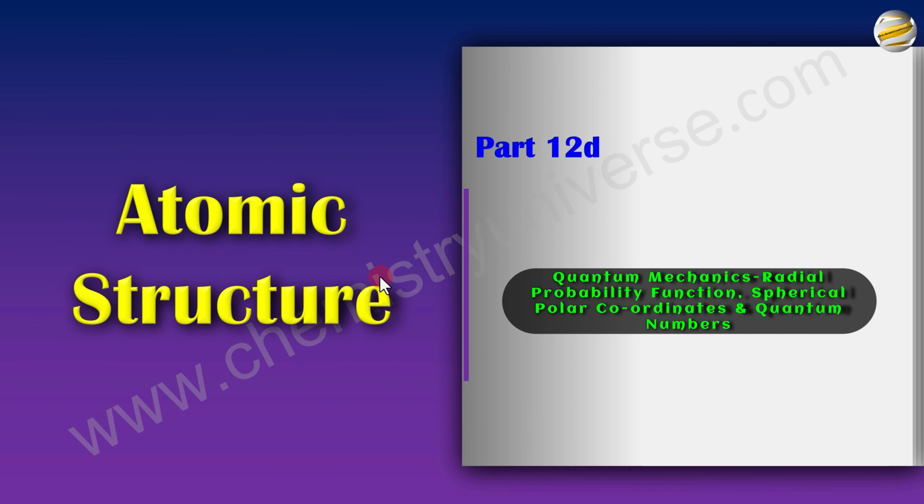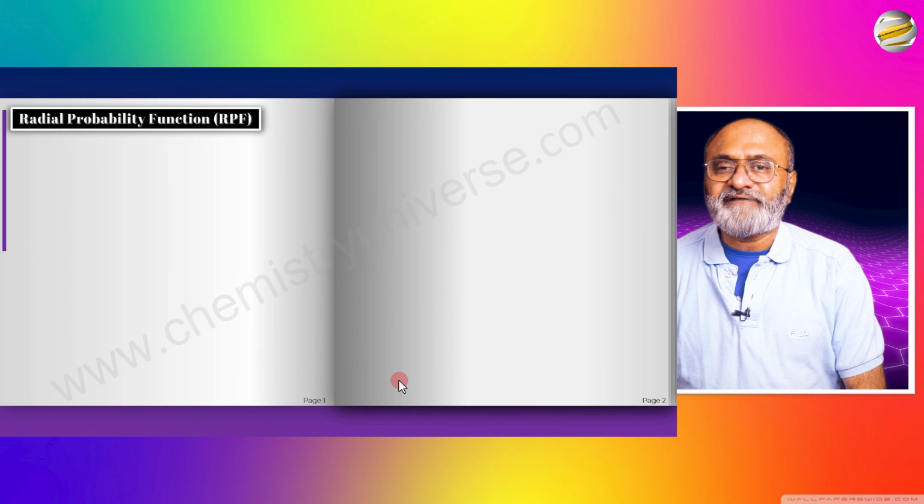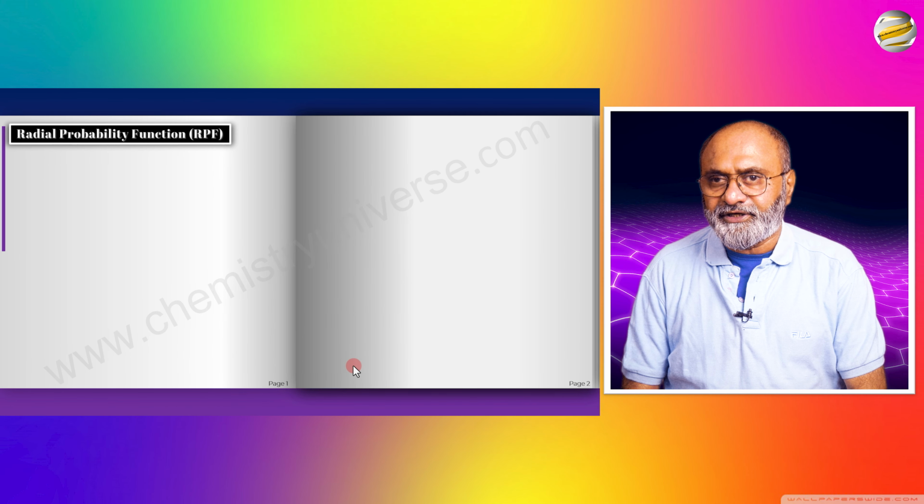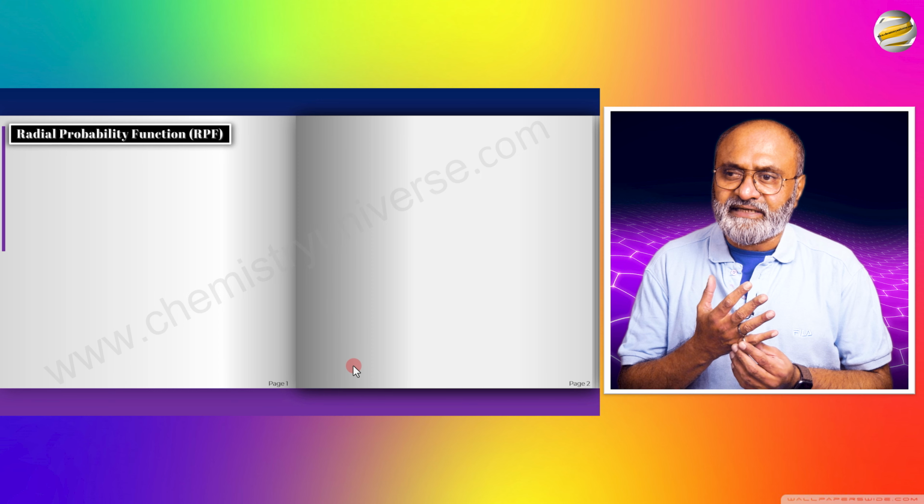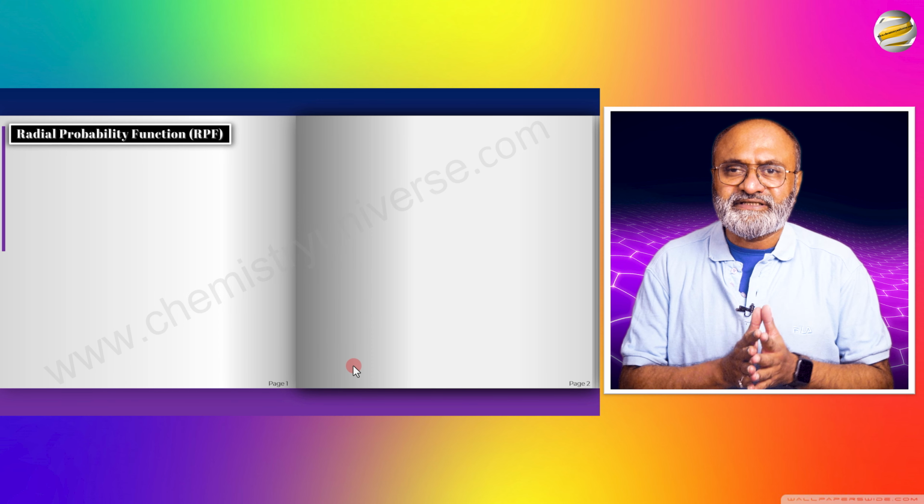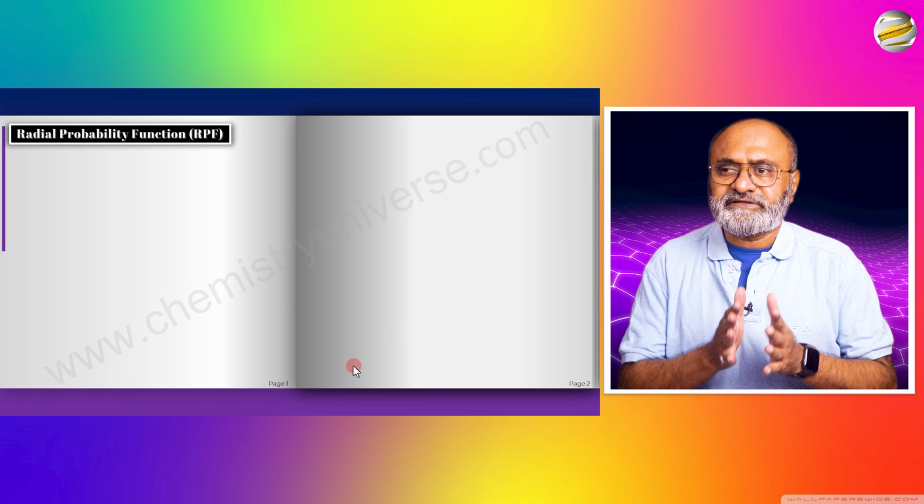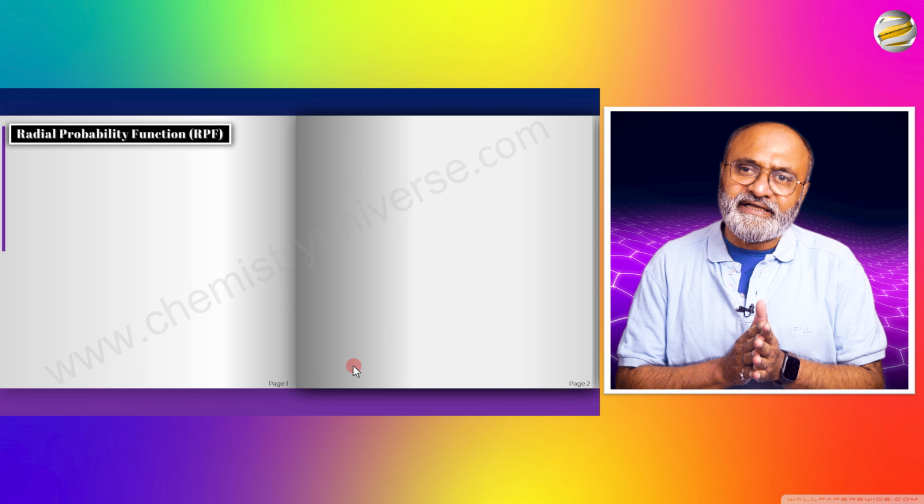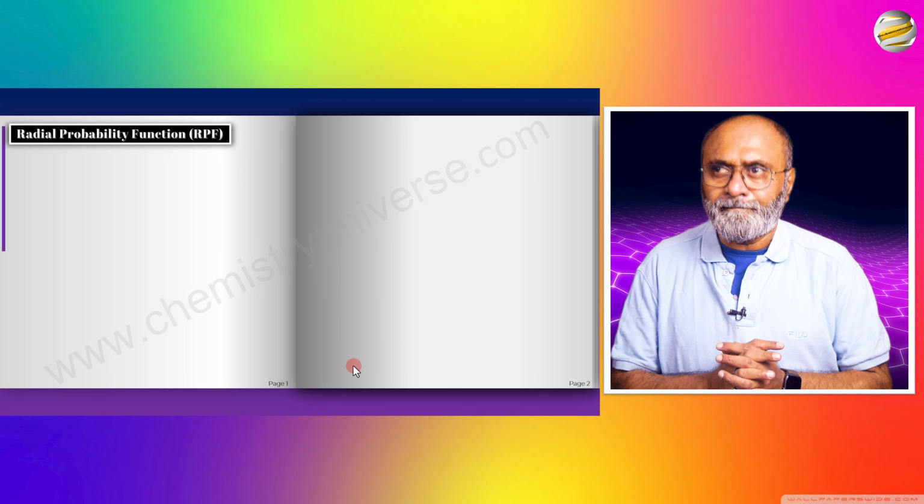All right, so here we go. The first one we're going to talk about is the radial probability function, or RPF. Now, you see, when you want to calculate the probability of an electron, and we have discussed that in the previous episodes, we used to say that if psi represents the wave function, psi square or psi star psi is what generally gives the probability.